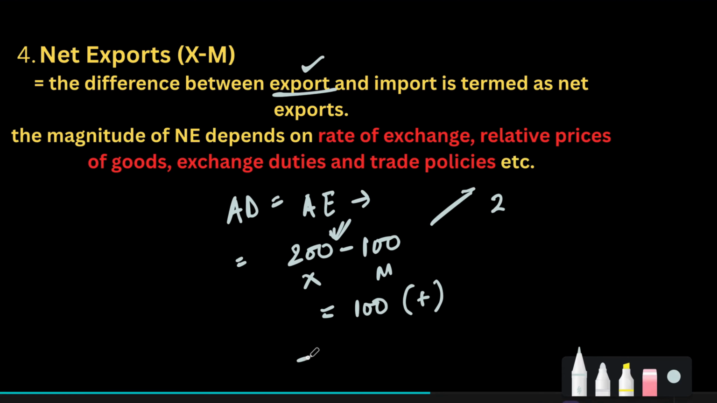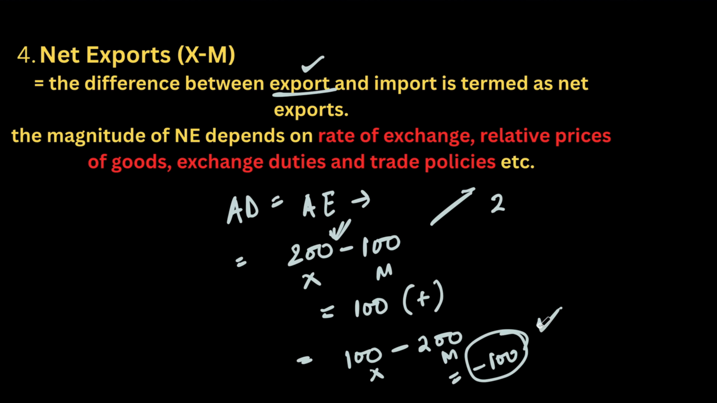Although if it were the opposite case, wherein you are exporting less and importing only 200, then you will have minus 100 as net export, which is not good for the economy, which means you are purchasing more than you are selling to them.